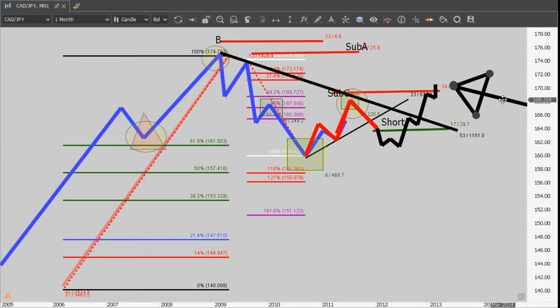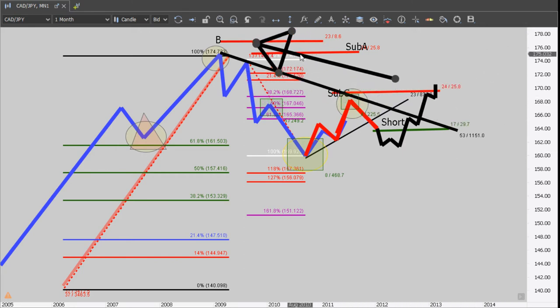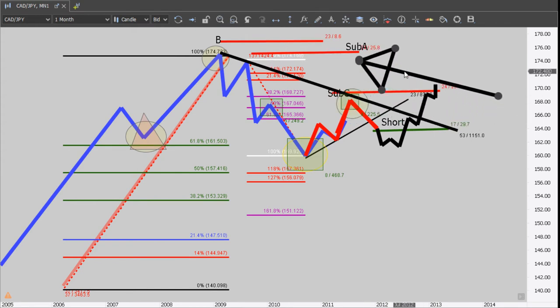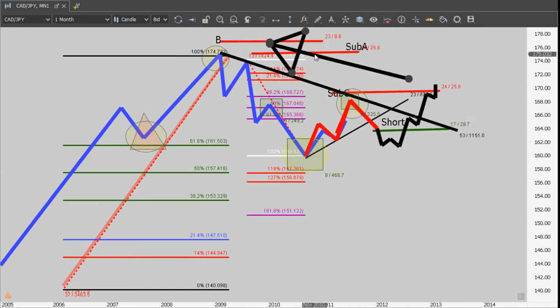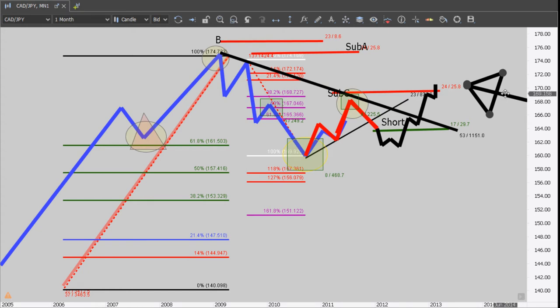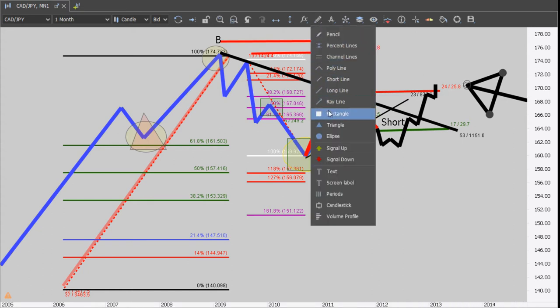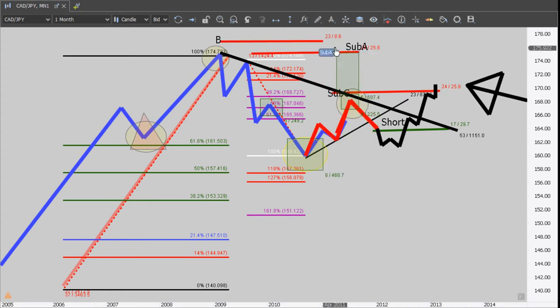Okay, this is the thinking you need to address. Okay, so to have the stop loss above the sub C or sub A or B, all stop losses are great. The question is, why would you risk that much with the higher degree of risk?